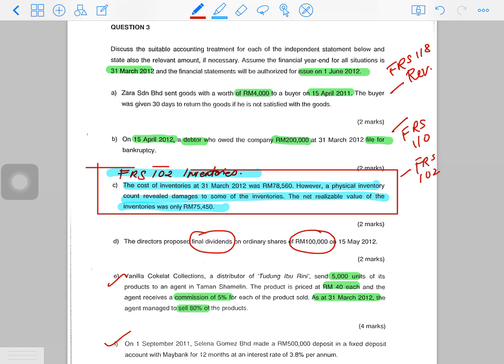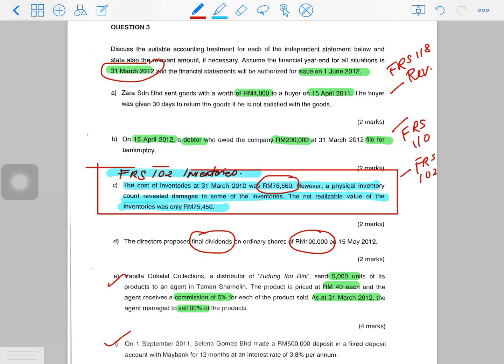So in this question part C, the cost of inventory is at 31st March. We have to assume the financial year end for all situations is 31st March. So the financial year end is 31st March 2012. So the value is 78560, the value of inventories at the end.